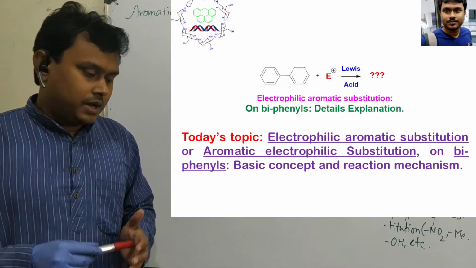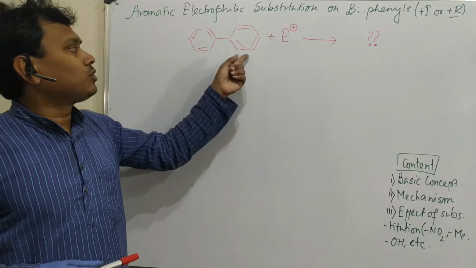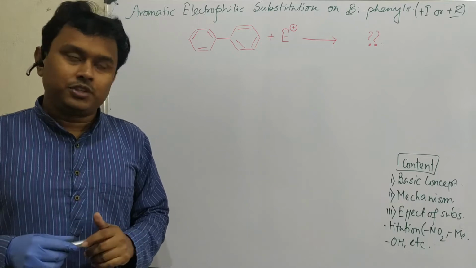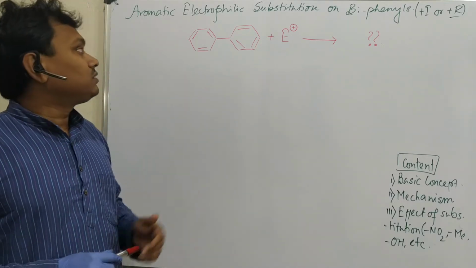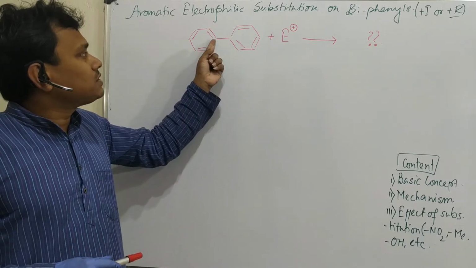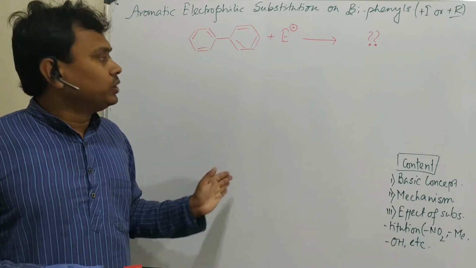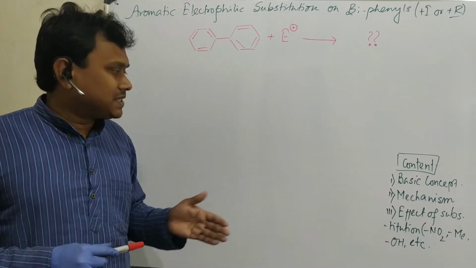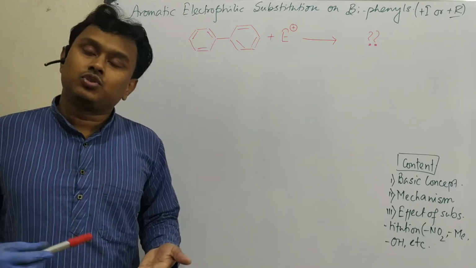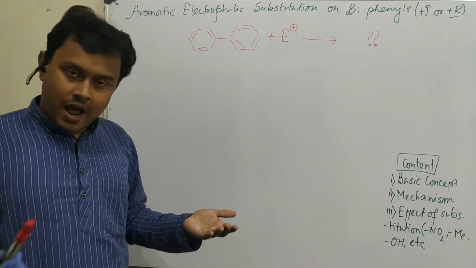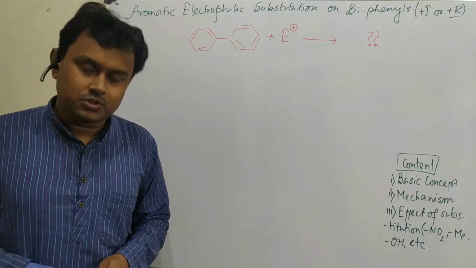This will be helpful. Today we will discuss aromatic electrophilic substitution on biphenyl. The interesting part of this molecule is that two benzene rings are connected to each other with a conjugation, meaning it is sp2, sp2. Today's lecture will cover the basic concept, the reaction mechanism, and the effect of substituents like nitro, methyl, and hydroxyl, phenolic type, etc. So lots of chemistry we will learn today.